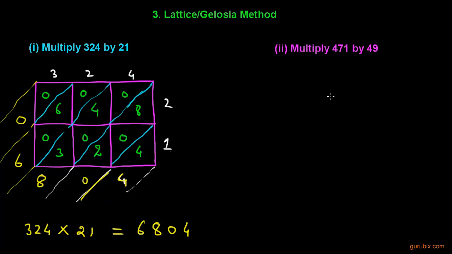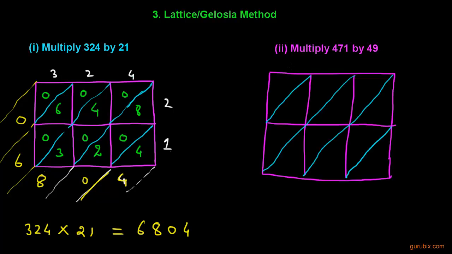Let us take another example, and that is multiply 471 by 49. And now we shall write this 471 like this and 49 here, and start multiplying. 1 times 4 is 4. We shall write it like this. 7 times 4 is 28. We shall write 28 like this. 4 times 4 is 16. We shall write 16 here. 1 times 9 is 9. 7 times 9 is 63. We shall write 63 like this. 4 times 9 is 36. We shall write 36 here.